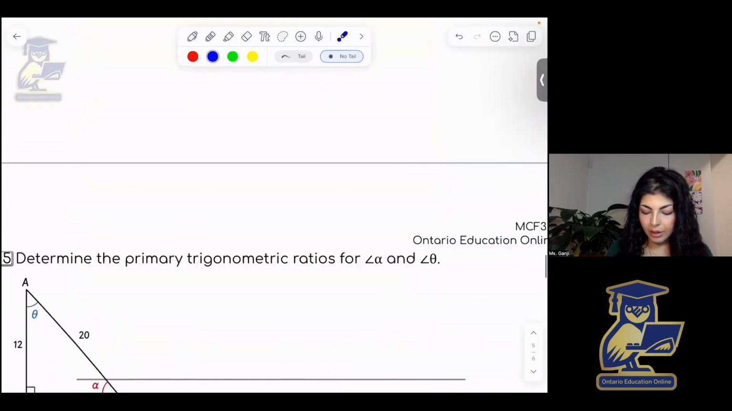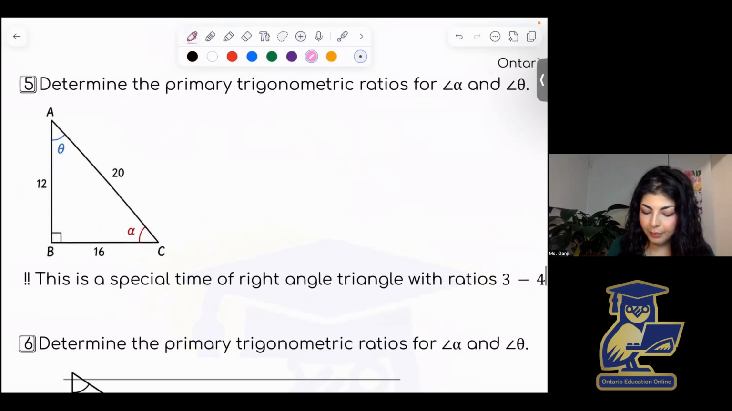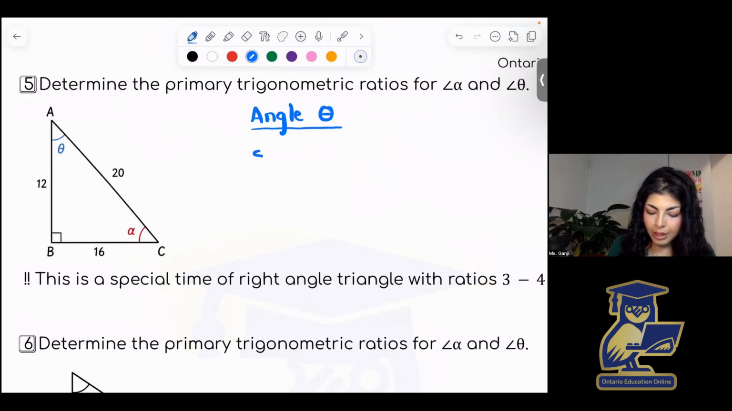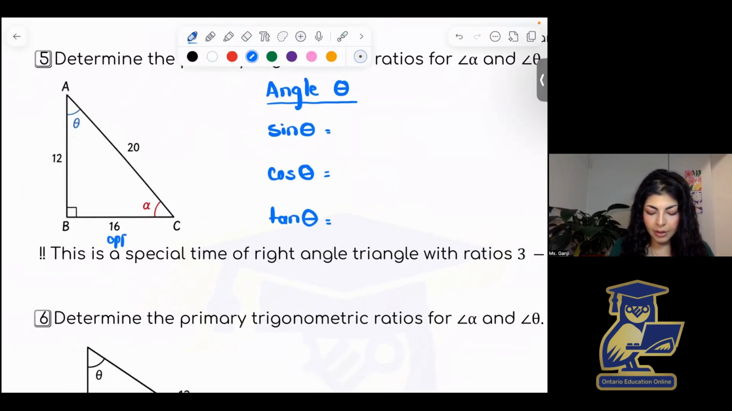So let's look at our first example here. We're asked to determine the primary trigonometric ratios for angle alpha and angle theta. Let's start with angle theta, and I'm going to use the same colors there. Here we want the sine, the cosine, and the tangent. First, just for myself, this is the opposite side length to theta, and this is the adjacent side length.